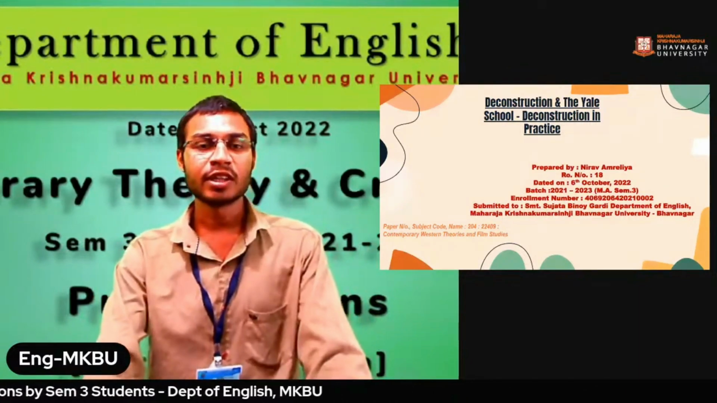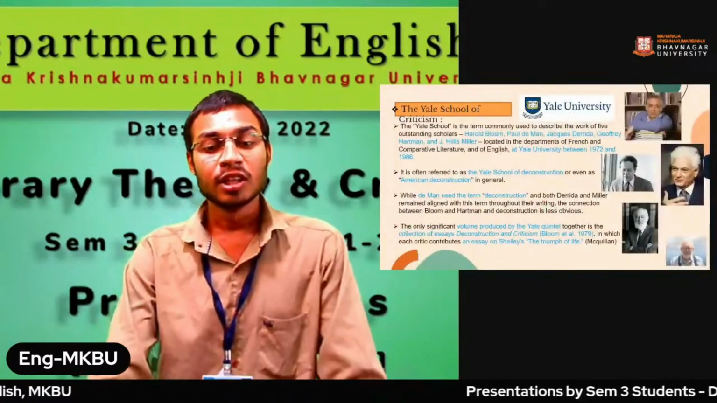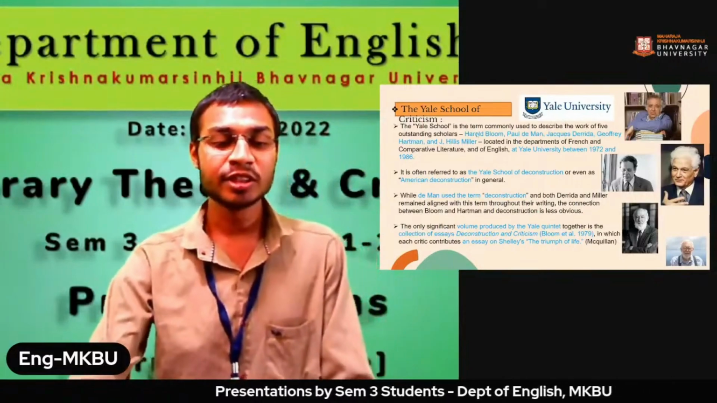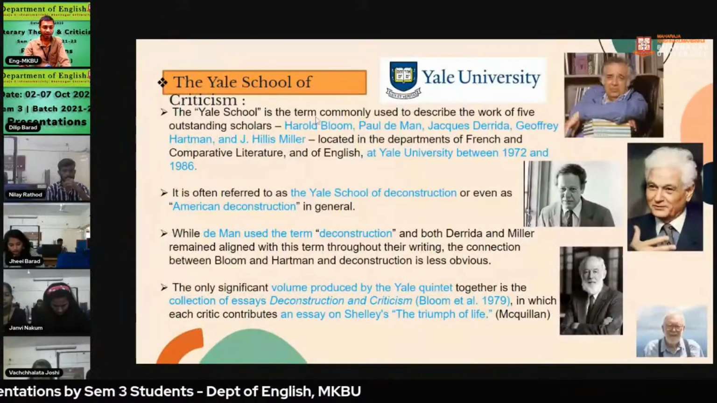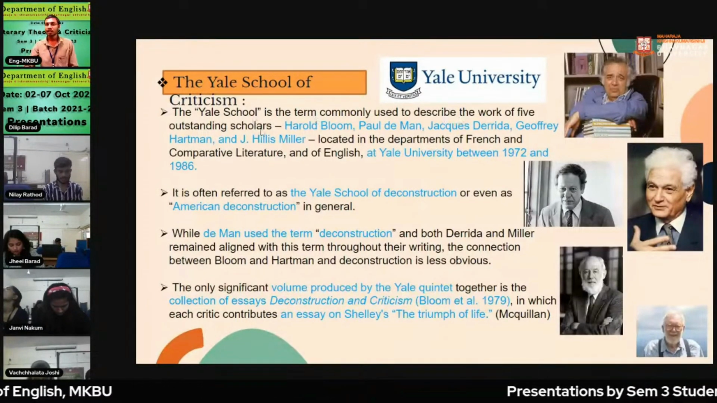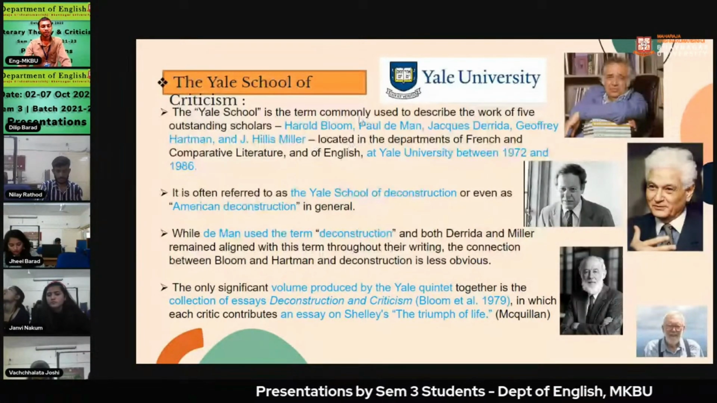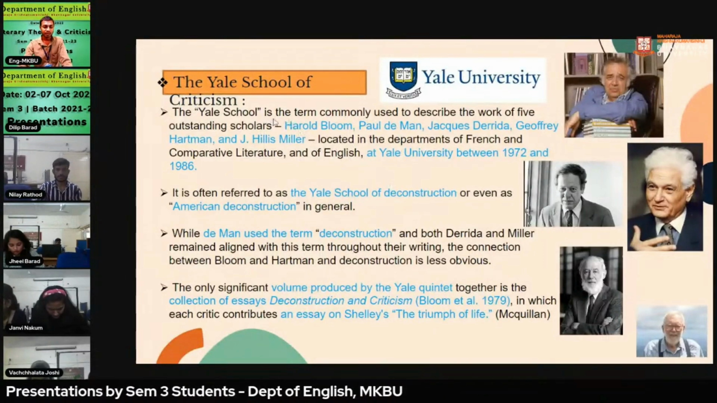Okay, so I have taken some introductory part here of the Yale School. So the Yale University here is there. So the Yale School of Criticism. The Yale School is the term commonly used to describe the work of five outstanding scholars. So the Yale School, like any other literary criticism school, we are having this Yale School here. So there are five foundational figures of this Yale School.